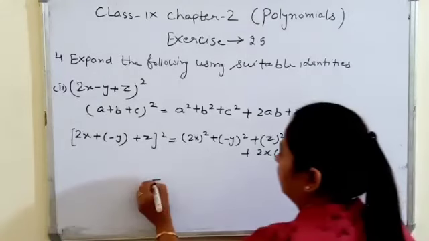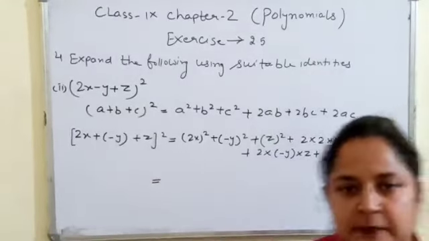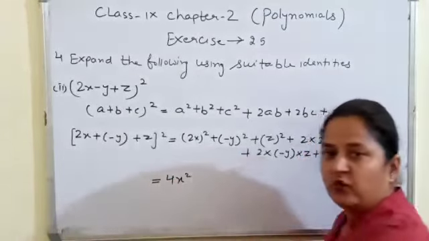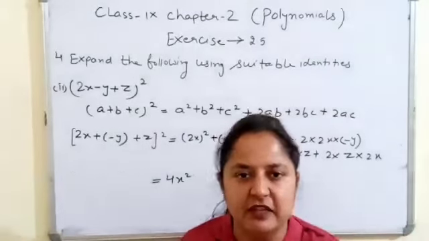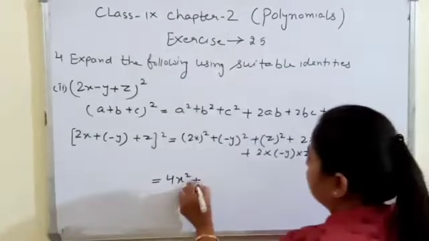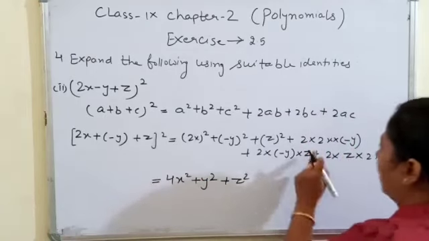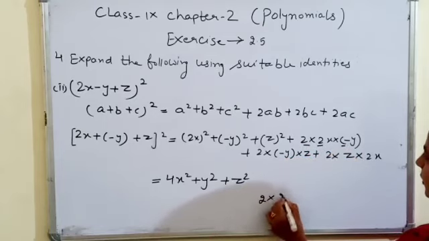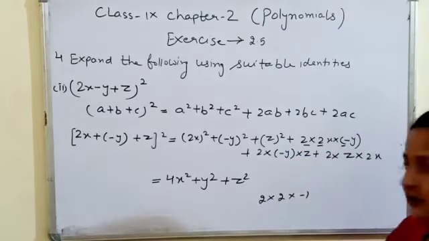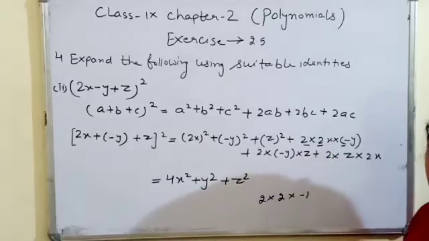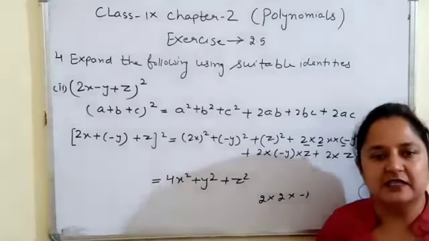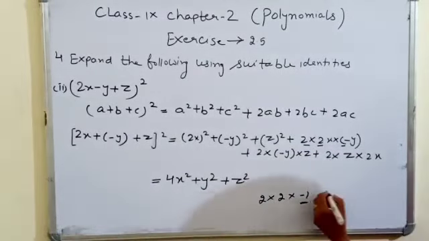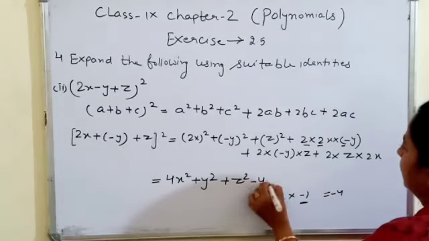Yes, (2x) square, it means we have to multiply 2x two times. So the result for this is 4x square. Minus y square: minus y is having an even power, so the result is positive y square, plus z square. Now here you can see in this term we have three numerals: 2, 2 and minus 1. So what is the result? 2x and minus 1y. When we multiply these numerals, the result is minus 4 because there is one term having the negative sign. So the result is minus 4xy.